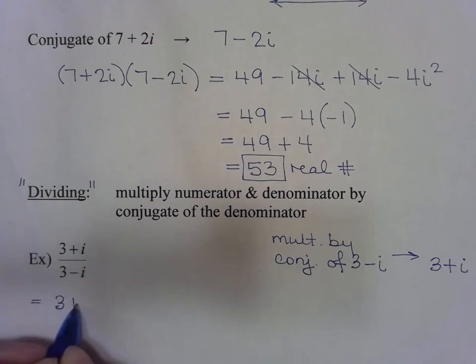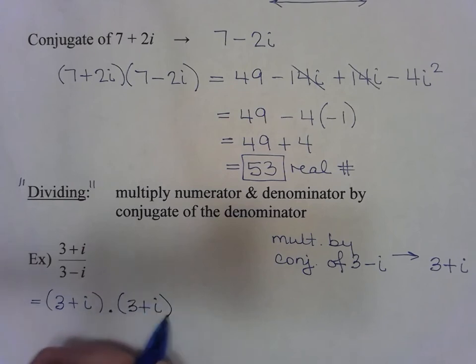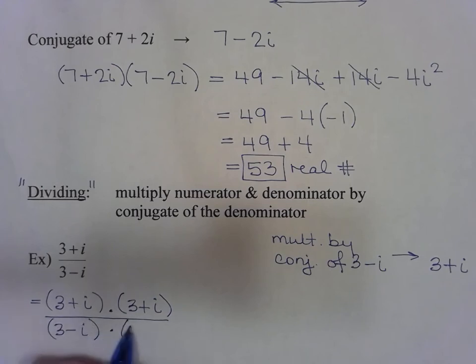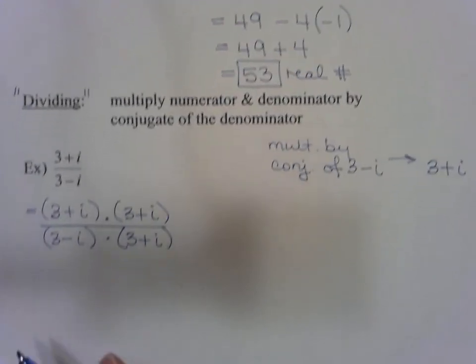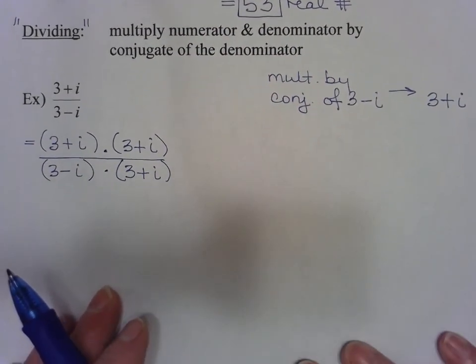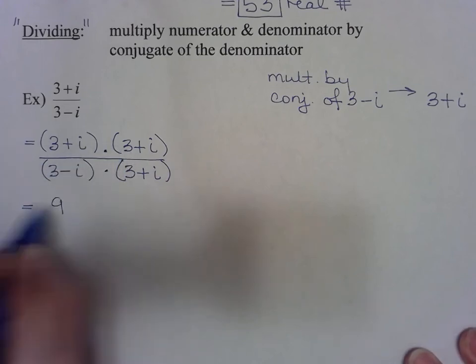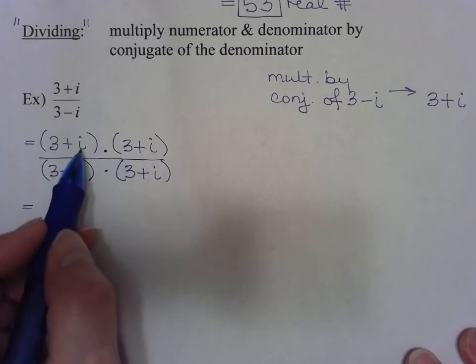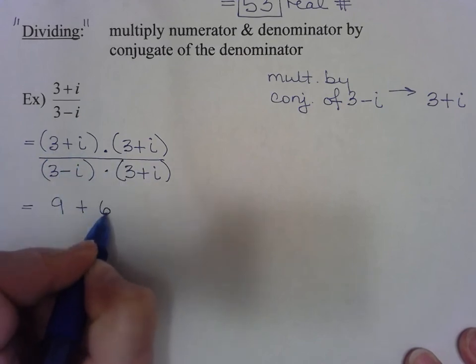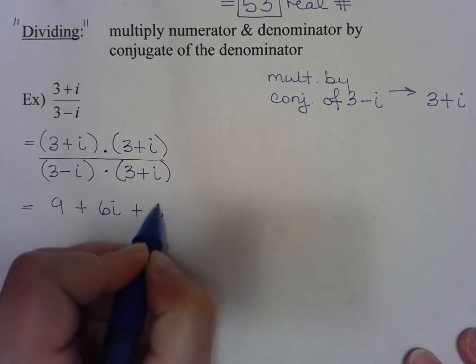Let's come down here. So this will be 3 plus i times 3 plus i over 3 minus i times 3 plus i. Notice I'm multiplying by the same number in the top and the bottom, just like we've done in other videos. Okay, so now I'm going to FOIL these. So I'll have 9. On the outside, I'll have plus 3i, and on the inside, I'll have plus 3i. So plus 6i plus i squared.